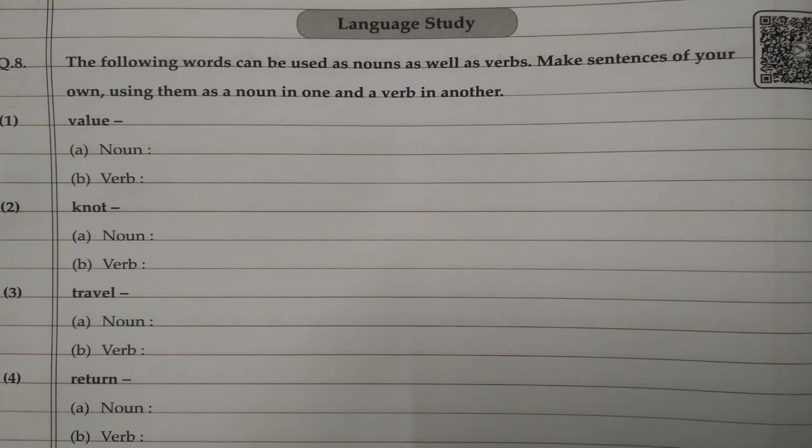Question number 8 is, the following words can be used as nouns as well as verbs. Make sentences of your own using them as a noun in one and a verb in another. So this you can get it for 2 marks, right? So the word will be given. This word you have to first use in the noun form and then in the verb form. This was already explained, so this will be a kind of a revision for you all, right?